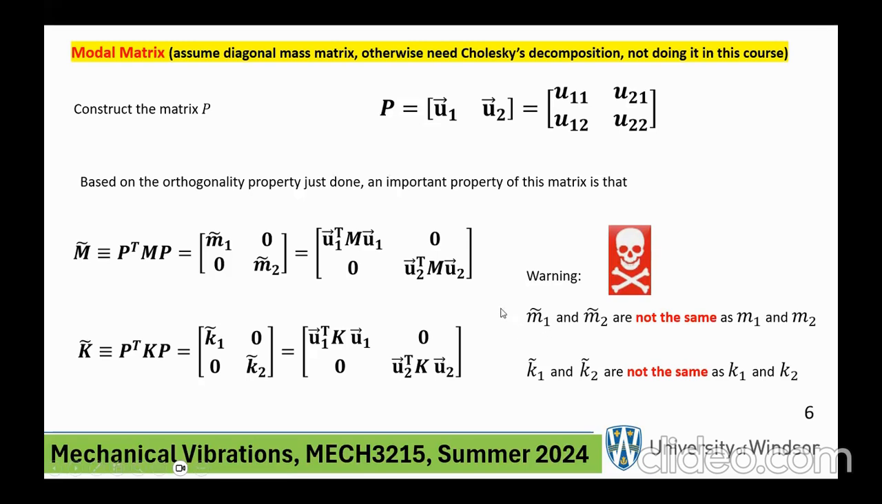Now, note, be careful. This M tilde is not the same as M, or M2 tilde is not the same as M2. Okay, M1 tilde is this combination. M2 tilde is this combination. And by the same token, K1 tilde is not the same as K1. Okay, you can see that it's this weird thing. So just be careful that these are not the same. And that's why this is called the modal mass matrix. M is called the mass matrix. K tilde is the modal stiffness matrix, but K is the stiffness matrix.